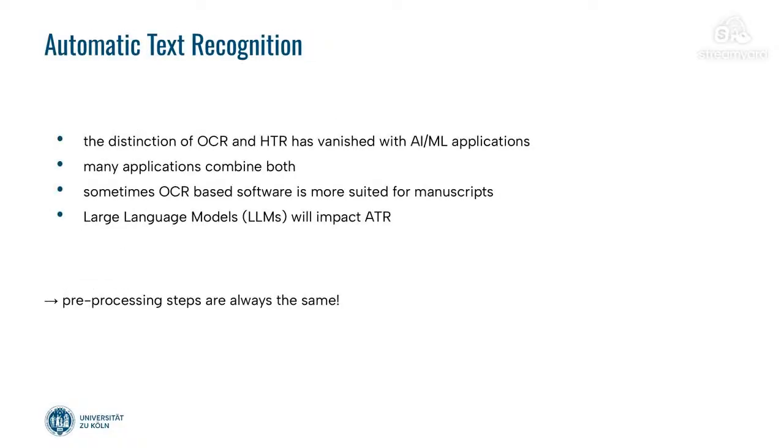And then there is ATR, the automatic text recognition. And I think the distinction of OCR and HTR has vanished a bit with artificial intelligence and machine learning applications. So a lot of applications actually combine both. And it can also be that some software that was founded on OCR is more suited for the medieval book scripts because they resemble printed books a bit more, because they had no personal style, and all scribes were supposed to write exactly in the same way, unlike in modern manuscripts.